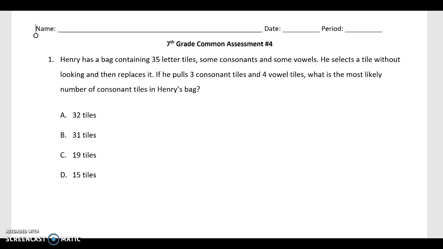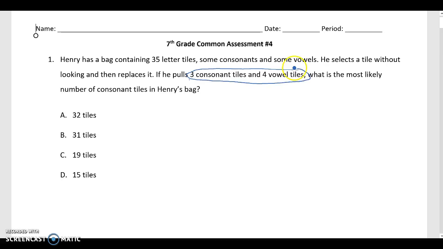Henry has a bag containing 35 letter tiles. Some are consonants and some are vowels. He selects a tile without looking and then replaces it. If he pulls out 3 consonant tiles and 4 vowel tiles, what is the most likely number of consonant tiles in the bag? All right, so it's giving us the probability, right? So he selects a tile without looking. He pulls out 3 consonant and 4 vowel tiles, right?